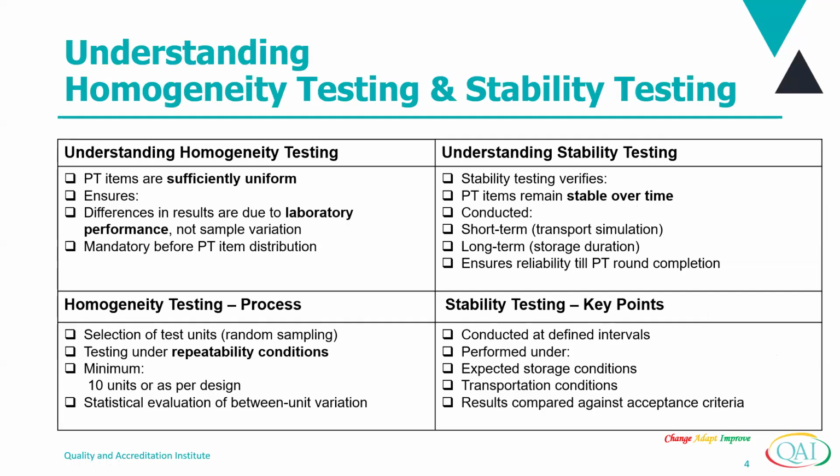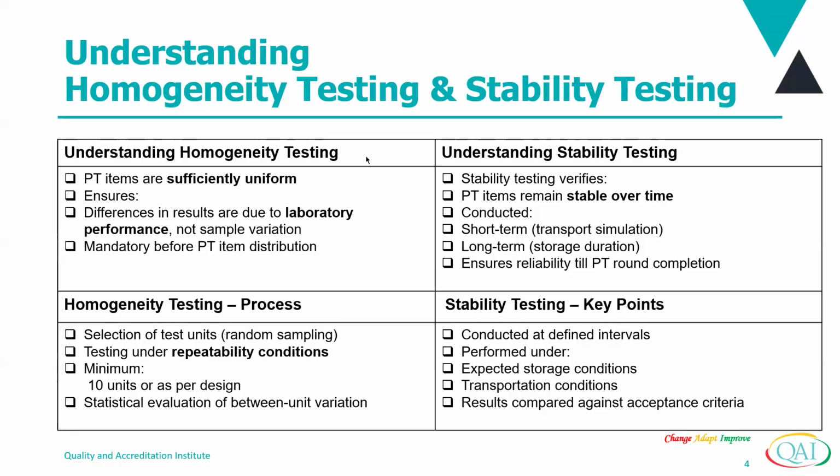On this slide, I'll try to brief a little bit more apart from this particular slide. Here, our purpose is to understand homogeneity testing and stability testing, the concept, and how it works in these PT schemes. In case of homogeneity, the requirement is that before distributing any PT items, we must demonstrate homogeneity to ensure that all test items or PT items are sufficiently uniform.